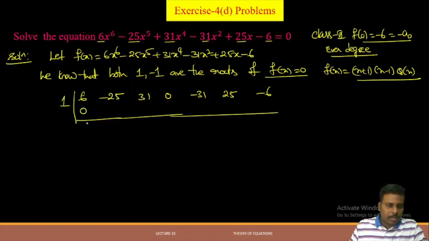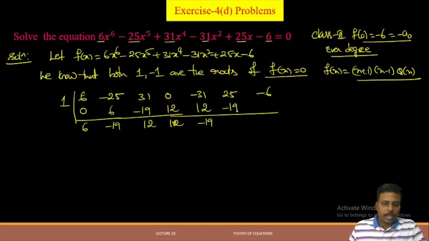So 6 plus 0 is 6, 6 into 1 is 6, minus 25 plus 6 is minus 19, 1 into minus 19, so minus 19 plus 31 is 12, so 1 into 12 is 12 here, and 1 into 12 here, so this becomes minus 19, 1 into minus 19 is minus 19, 25 minus 19 is 6, 6 into 1 is 6, so this becomes 0.